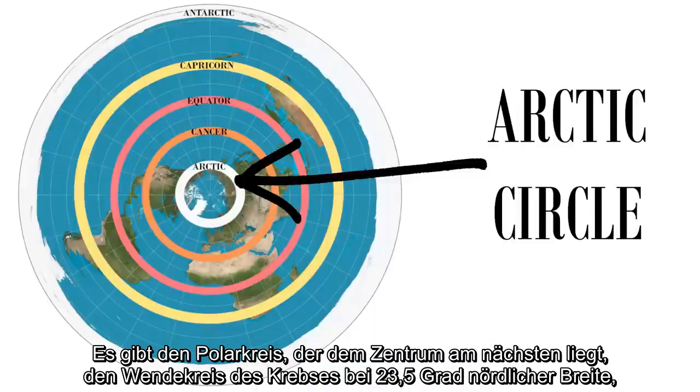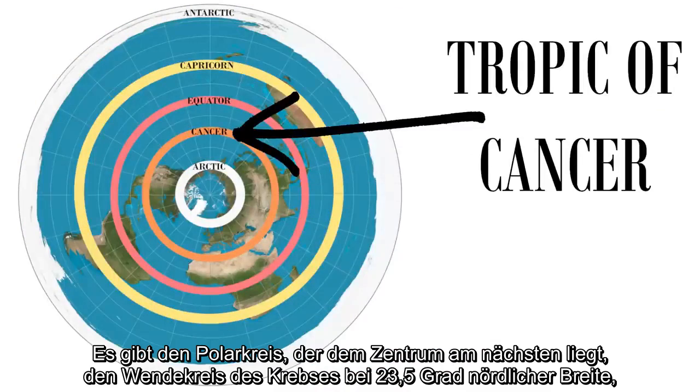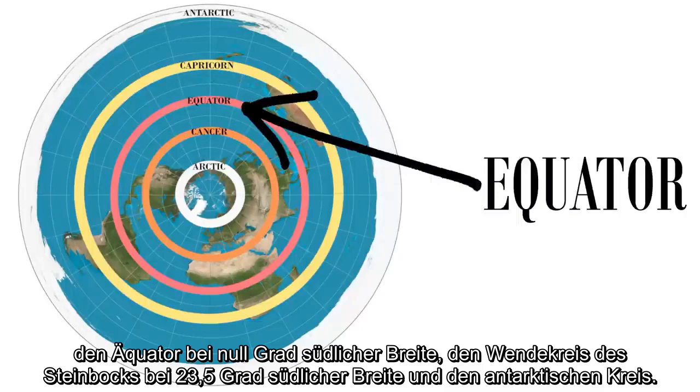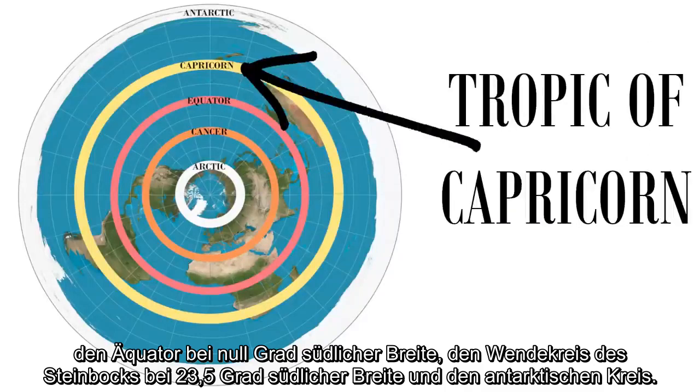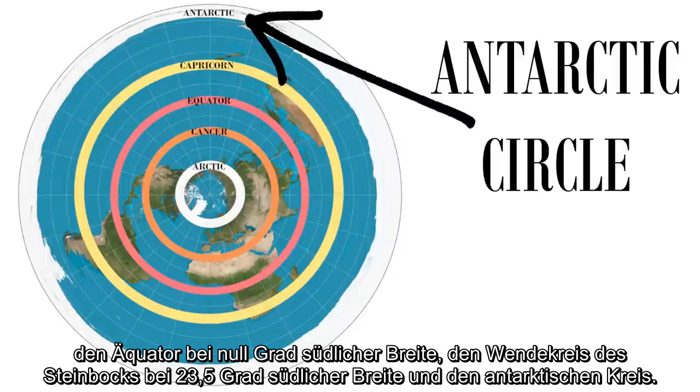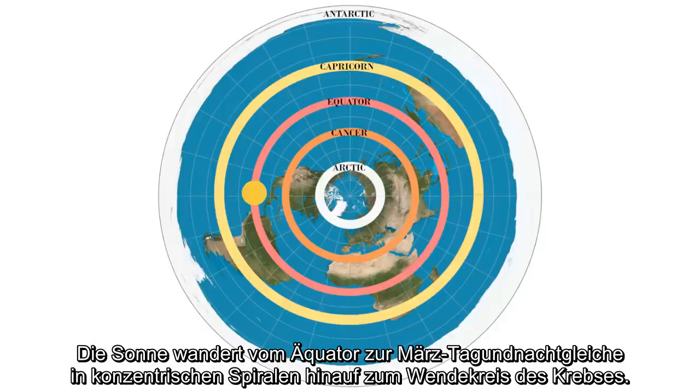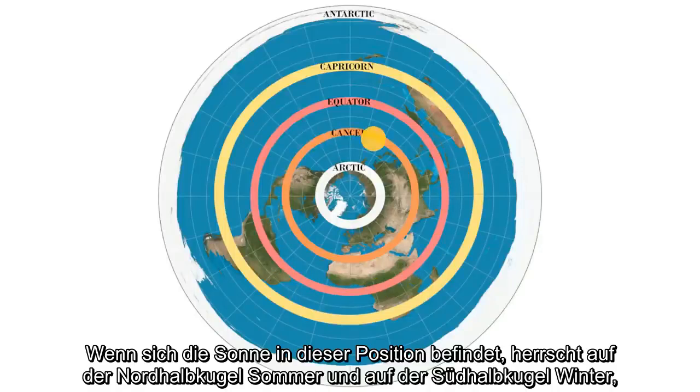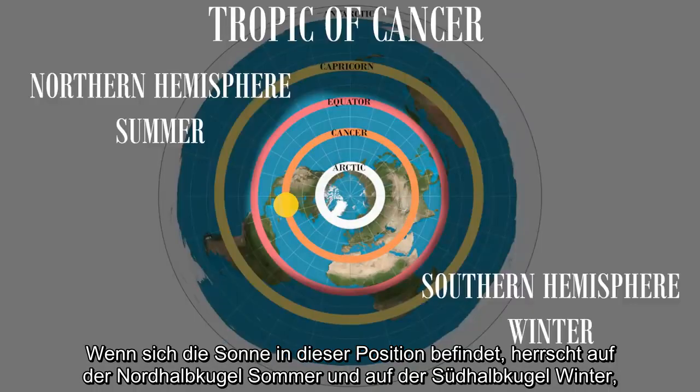We have the Arctic Circle, closest to the center, the Tropic of Cancer at 23.5 degrees latitude in the northern hemisphere, the Equator at 0 degree latitude, the Tropic of Capricorn at 23.5 degrees latitude in the southern hemisphere, and the Antarctic Circle. The sun journeys from the equator at the March equinox up in concentric spirals to the Tropic of Cancer. When the sun is in this position, the northern hemisphere experiences summer and the southern hemisphere experiences winter.